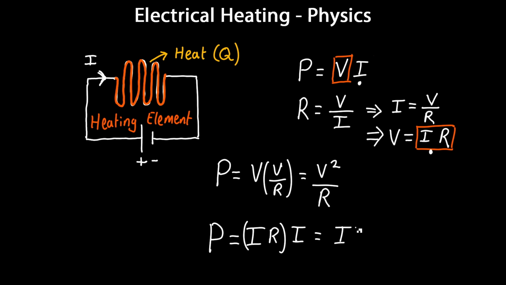So going back to our diagram now of our heating element, if we know the heating element's resistance, then if we just measure the current or the potential difference across the device, we can work out its power output in watts, which also has units of joules per second.